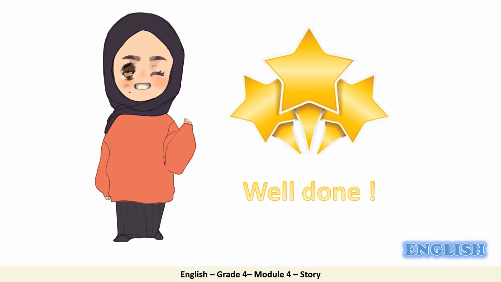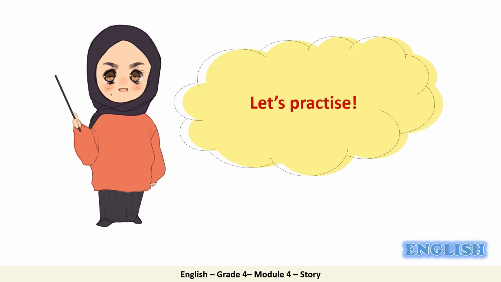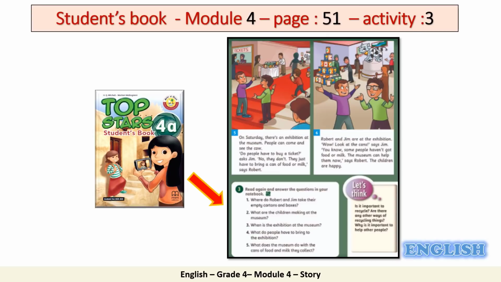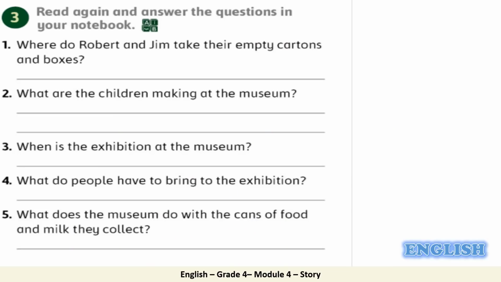Well done. Now let's practice from our book. Open your student book at Module 4, page 51, and pay attention to activity number 3. In this activity, you are going to read again and answer the questions in your notebook. Let's do number 1 together as an example. 1. Where do Robert and Jim take their empty cartons and boxes? Let's go back to the story and find the answer.